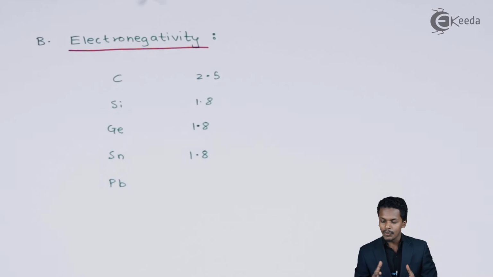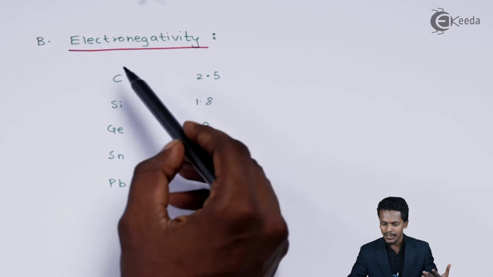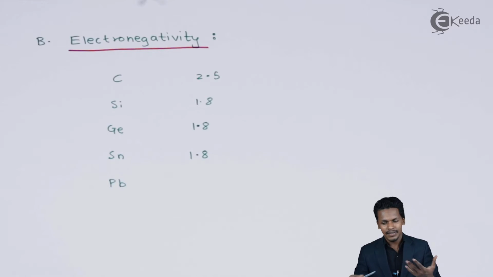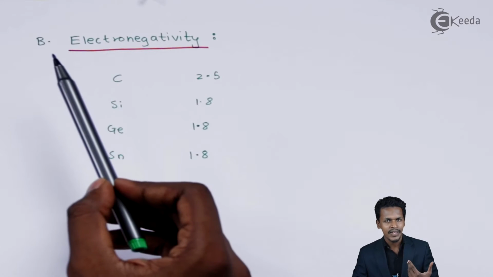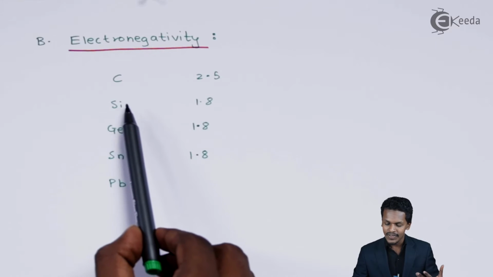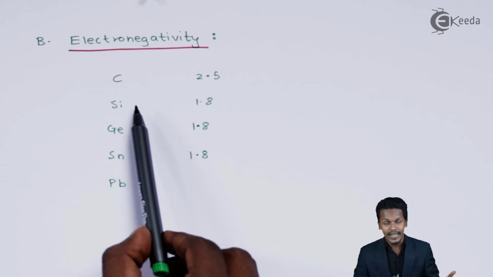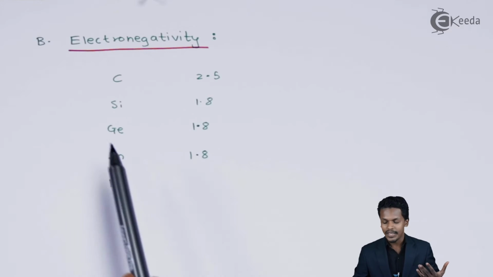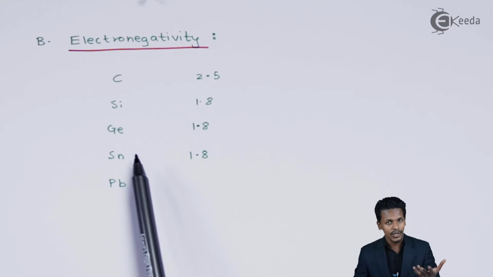Let me talk about the atomic size also, because electronegativity is somewhat dependent on atomic size. Carbon has an atomic size of 77 picometers, and it is the smallest atom in the whole of group 14. The next one, silicon, has been found to be 118, germanium 122 picometers, while tin is 140 picometers.